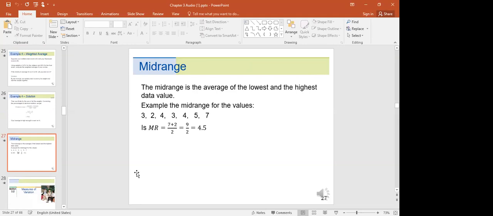One of the measures of central tendency, which is not generally used, but which can also be considered a measure of central tendency, is the mid-range. It is obtained by taking the average of the lowest and the highest data value. So in this example, we have these values 3, 2, 4, 3, 4, 5, 7. So the mid-range is (7 + 2) / 2, which is 9/2 equals 4.5.